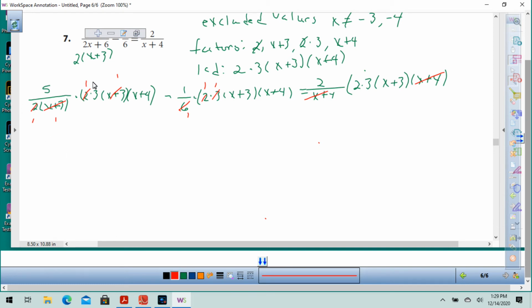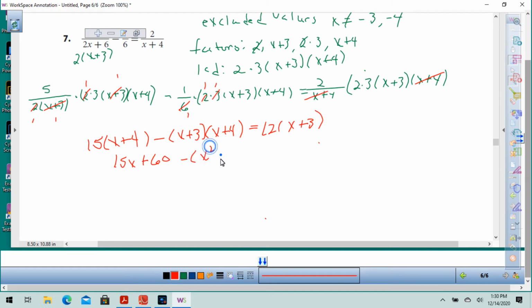So what do we got? 5 times 3 is 15, and that is x plus 4. All right, and those cancel out, and that minus is going to be x plus 3 times x plus 4. And then that's going to be 12 times x plus 3. Okay, that's 15x plus 60 minus x squared plus 7x plus 12 equals 12x plus 36.